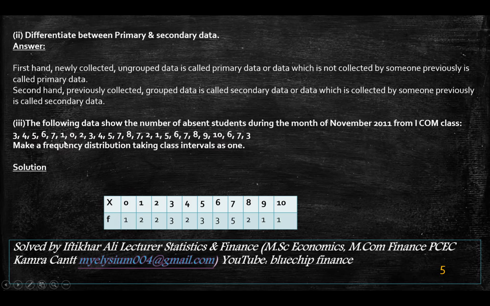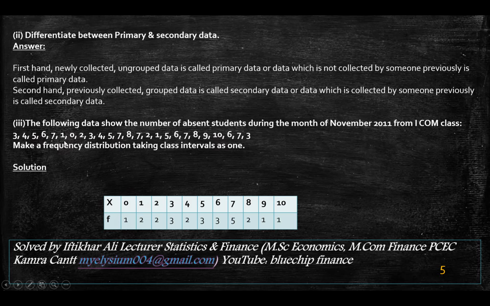Question number 5. The following data indicates the size of shoes sold at a store during the given week. Find modal size of shoes. So sizes of shoes are given here: 4 1/2 or 4.5, 5, 5.5, 6, 6.5, 7, 7.5 and 8. And in front of each size, frequency is also given. So what we are going to find is the modal size of shoes. Simply we are going to calculate the average or mean size of shoes.